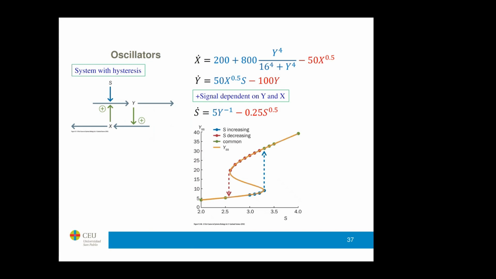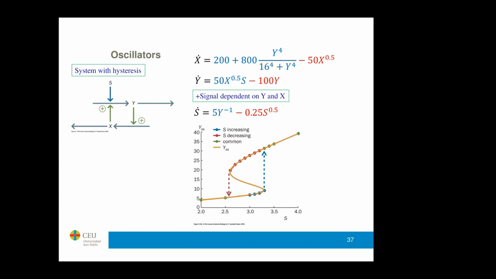So we have this constant creation of X, and then something that depends on Y. And then X is degraded. Then X and S promotes Y, and then Y is degraded.